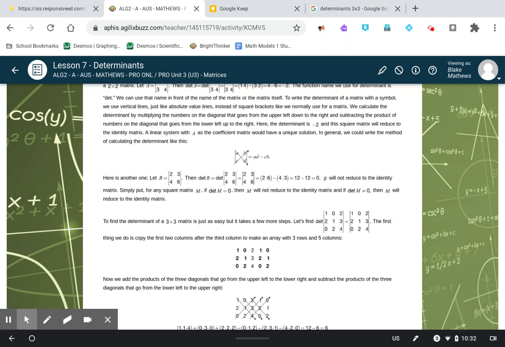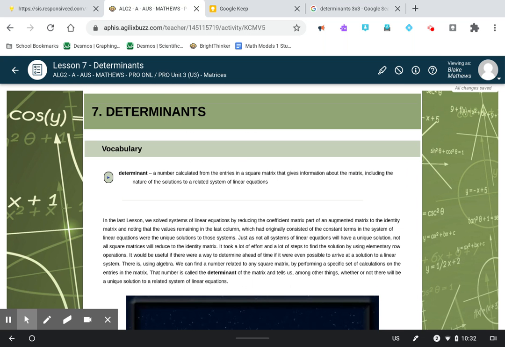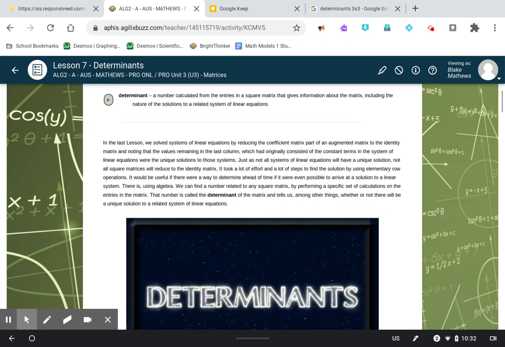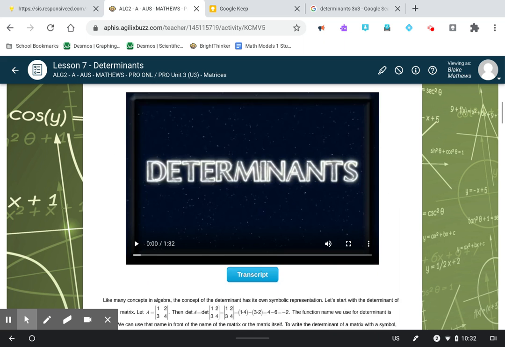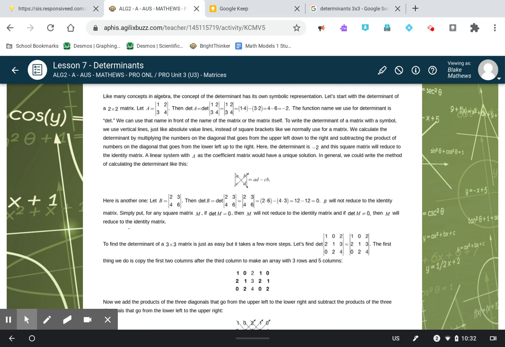All right, this is the Algebra 2, Unit 3, Lesson 7 video over the determinants of matrices. So the determinant is a value that you can calculate from a matrix that is kind of helpful in doing all sorts of matrix calculations and matrix operations. So really this lesson is just going to tell us how to do it for 2 by 2 and 3 by 3 matrices. So 2 by 2 is really straightforward.